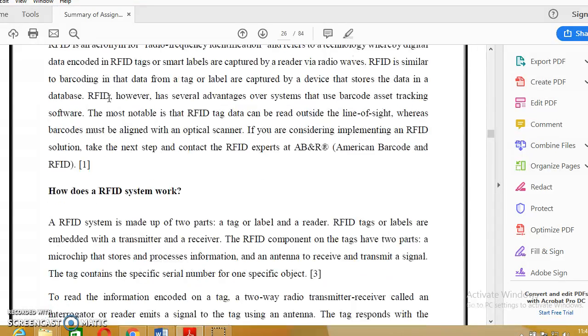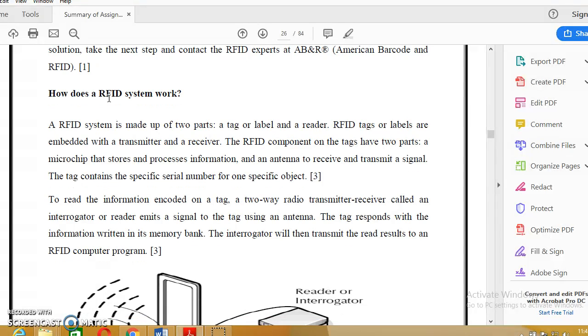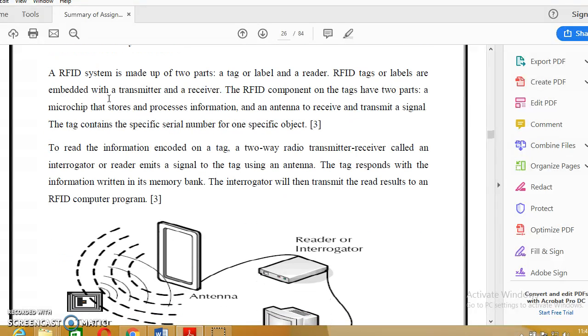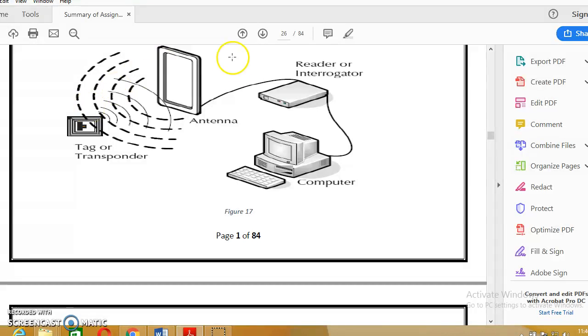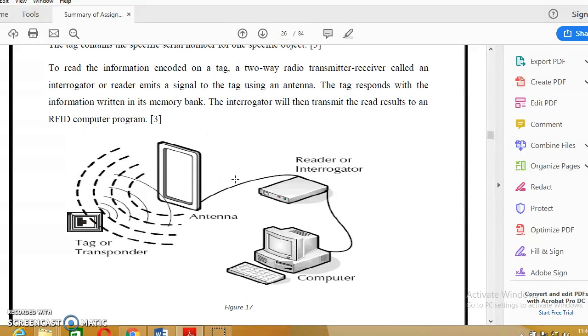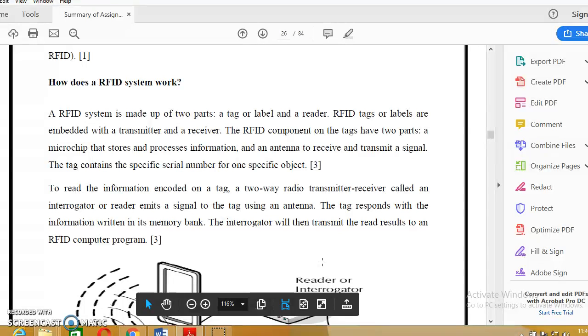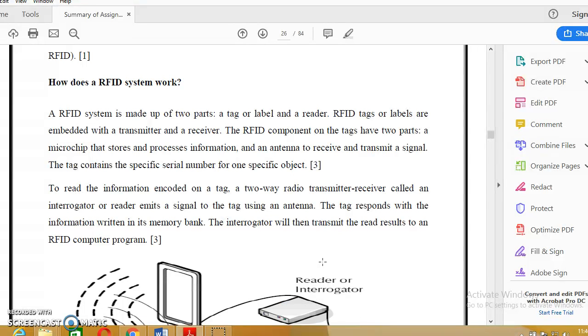Right? Now we can see how the RFID system works. Using this figure, you can easily understand this concept. This is the tag or transponder. This is the reader or interrogator. Then in between is the antenna. An RFID system is made up of two parts, tags or labels and the reader.